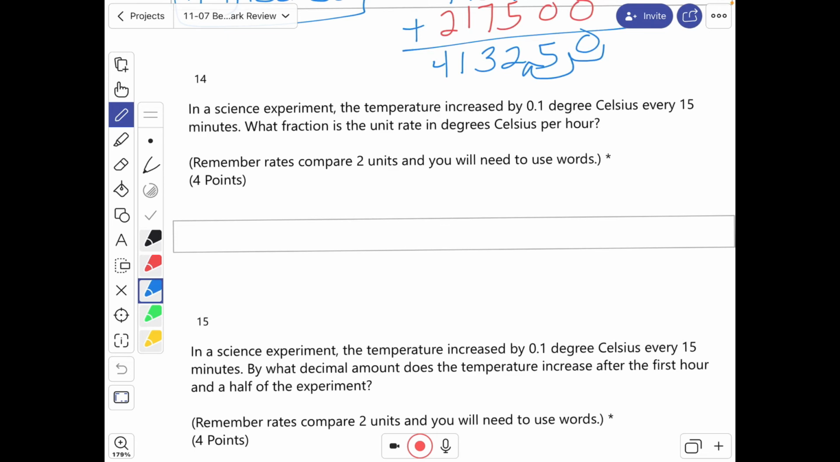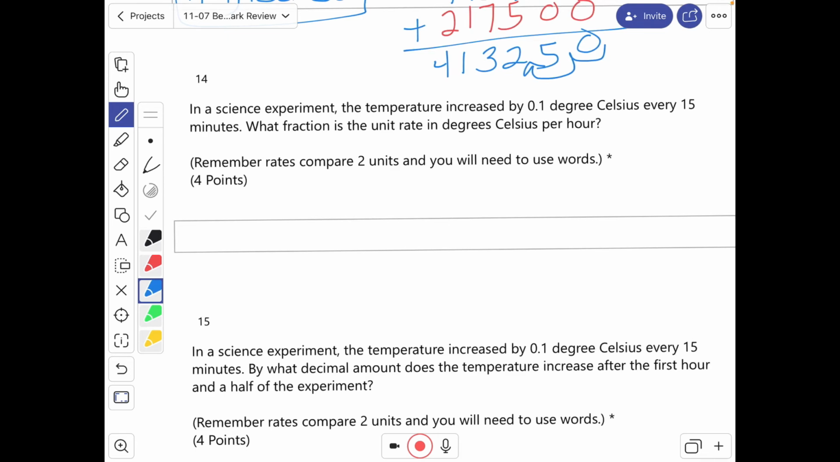Number 14. In a science experiment, the temperature increased by 0.1 degrees Celsius every 15 minutes. What fraction is the unit rate in degrees Celsius per hour? So we are changing the 15 minutes to hours. Okay, we had 0.1 degree to 15 minutes. That was our rate that they gave us.